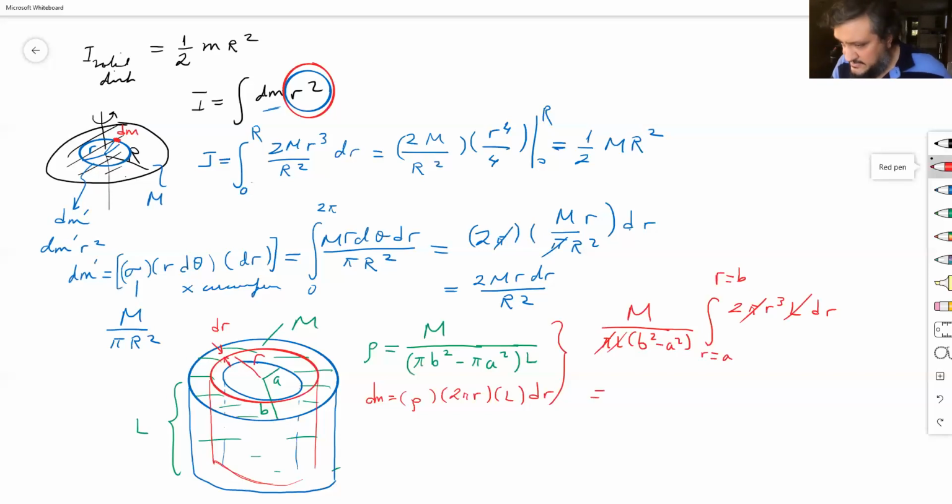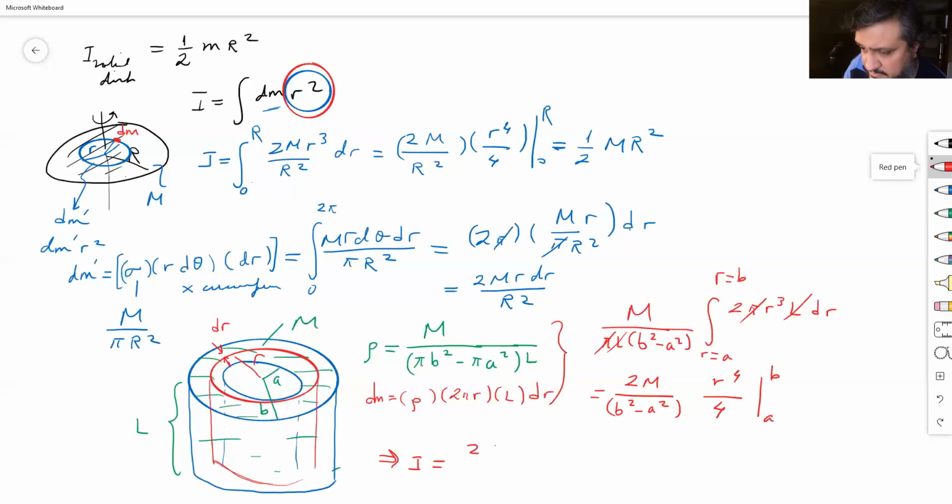Okay, so this is equal to 2m over b squared minus a squared in the denominator. The integral will give you r to the 4th power over 4. Okay, the limits are A and B. So I is equal to 2m divided by b squared minus a squared.